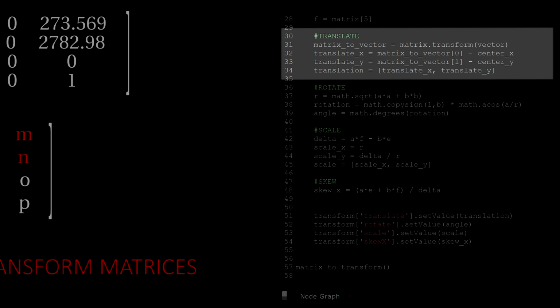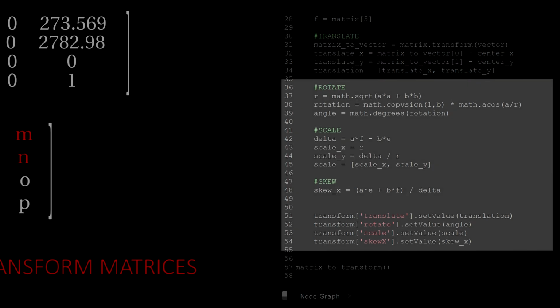This is also the time to perform the offset for our center in case our pivot is not at 0, 0. For rotation, scale, and skew x, we basically follow the equations for this decomposition. It is important to say that we have to convert our result for rotation from radians to degrees before we assign it to the rotation knob of our combined transform node.